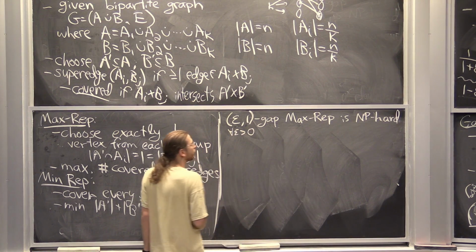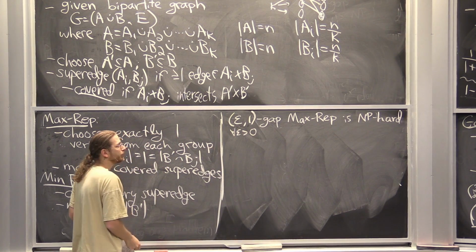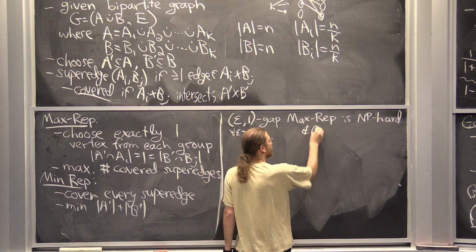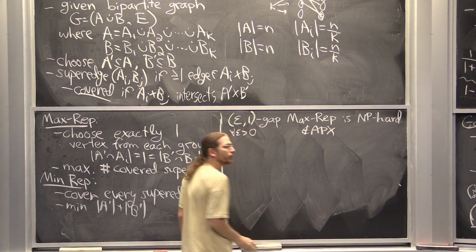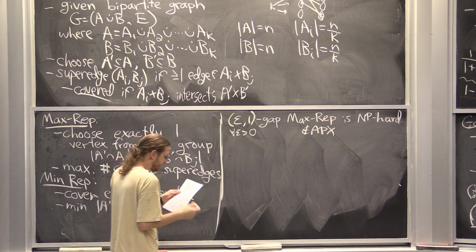And there's a similar result for min rep. It's just from 1 to 1 over epsilon. So this means there is no constant factor approximation. Max rep is not in APX. Okay, but it's worse than that. We need to assume slightly more.